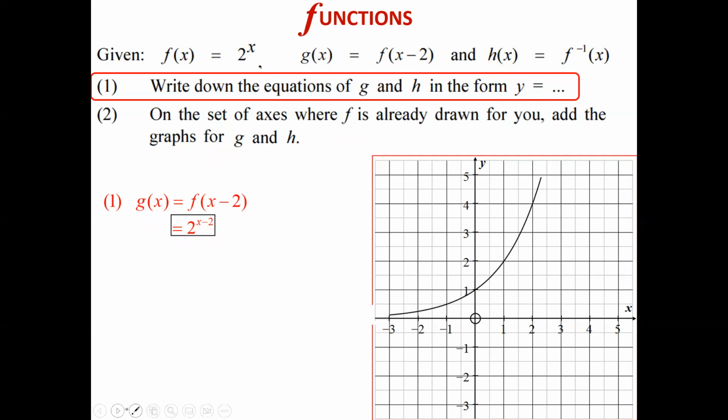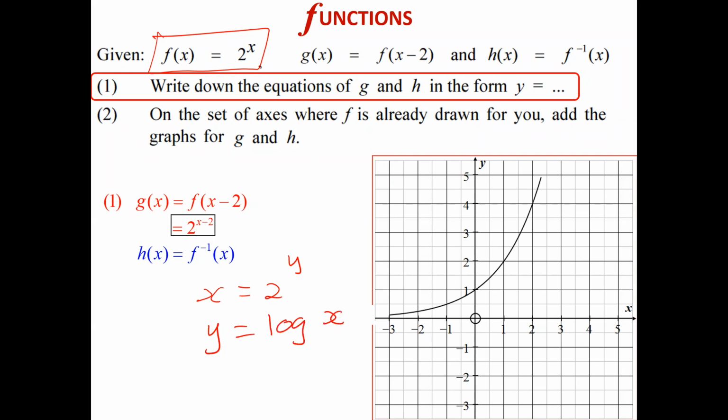The next question is the h. The h of x is equal to f inverse of x. And here's where we find the inverse. So we're going to do that very quickly just for practice. First point is to swap x and y. So we'll say x is equal to 2 to the power y. And then we will bring in a log. y is equal to log x, and the base is 2. And that will become our h graph.